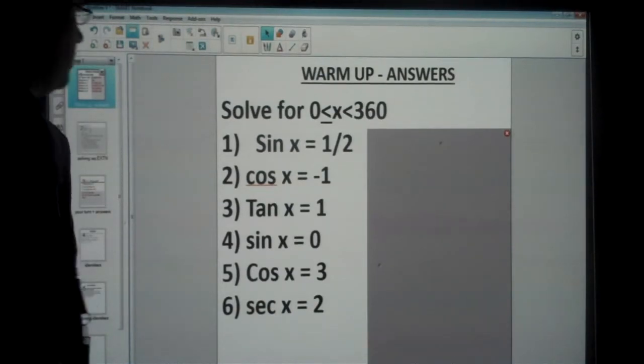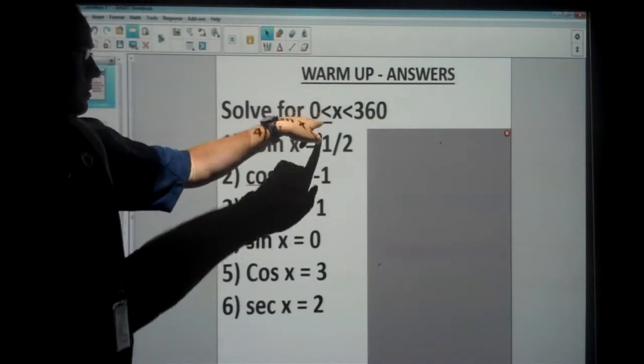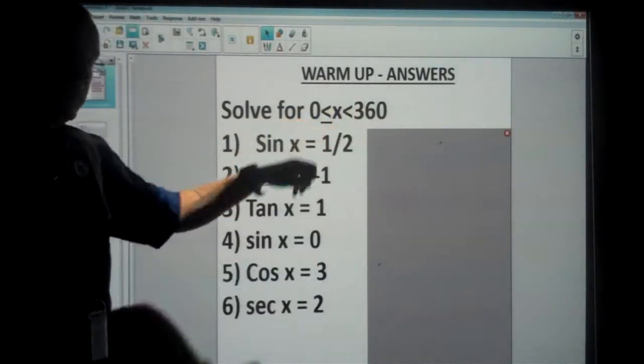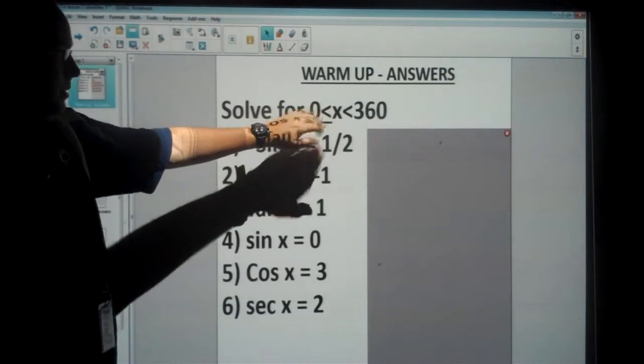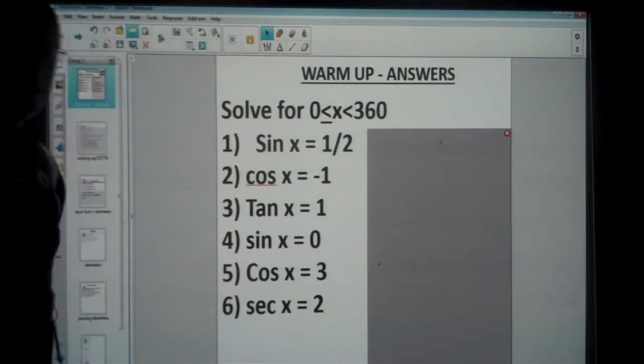Now, I deliberately made one of these less than or equal to, and this one not equal to. So certainly I should be able to have 0 as a solution, but 360 should not be a valid solution. Make sure that when you do these questions, you look very carefully to make sure you know exactly what the inequalities are. Although we talked about solving equations like this last lesson, most of these questions we should actually be able to do without even a calculator.